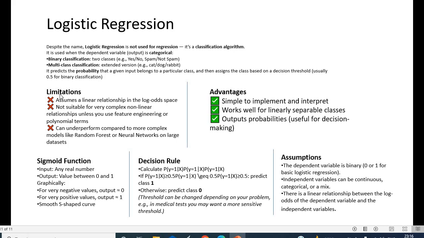The limitation of this model is that it assumes a linear relationship in log odds space. So, as we discussed, it is either a yes or no. If it's a complex non-linear relationship, it might not be able to give you the solution unless you use feature engineering or the polynomial terms that we discussed in the last two lectures, right? Coming to the advantages, it is simple and works well when there's a linear relationship. Output probability is useful for decision making, right?